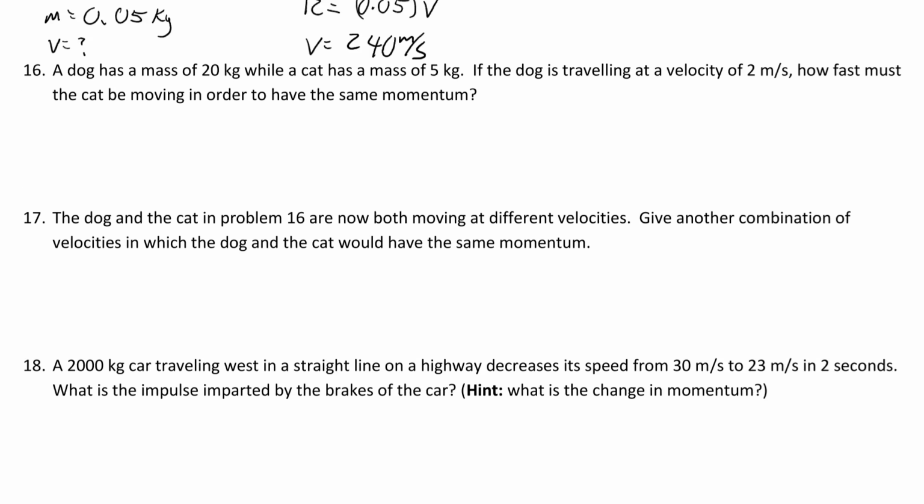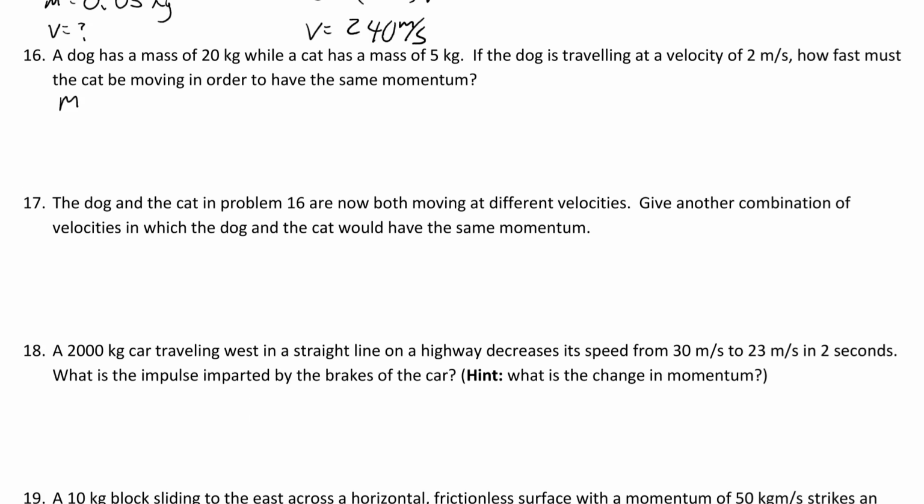Number 16, a dog has a mass of 20 kilograms, while a cat has a mass. So this is MD, this is MC. The cat is 5 kilograms. And it says if the dog is traveling, so the velocity of the dog is 2 meters per second, how fast must the cat be moving in order to have the same momentum? So you're looking for the velocity of the cat, and they have the same momentum.